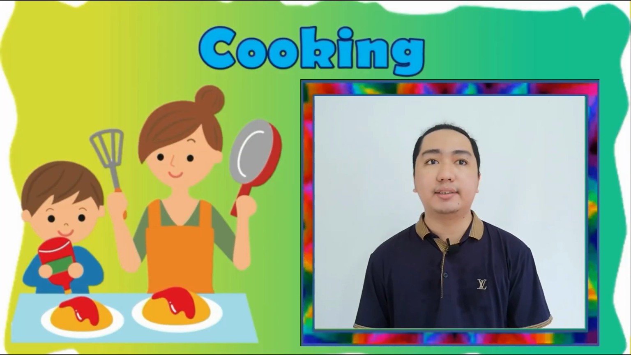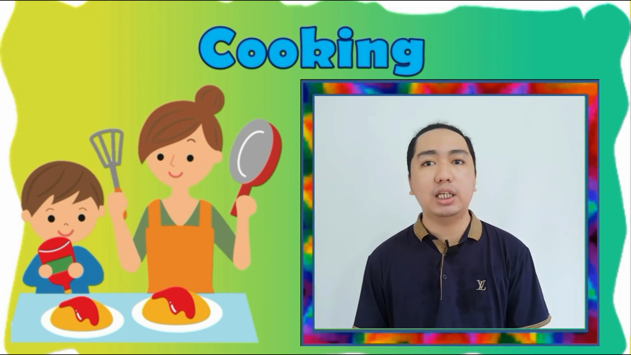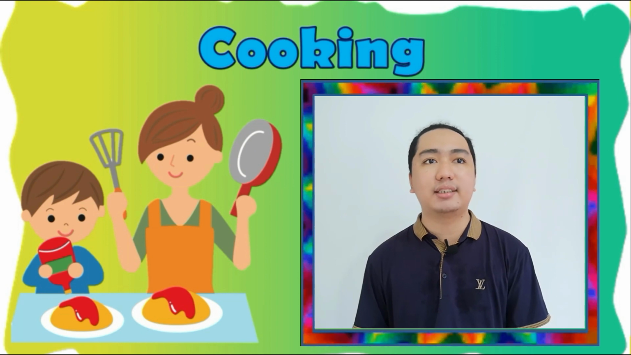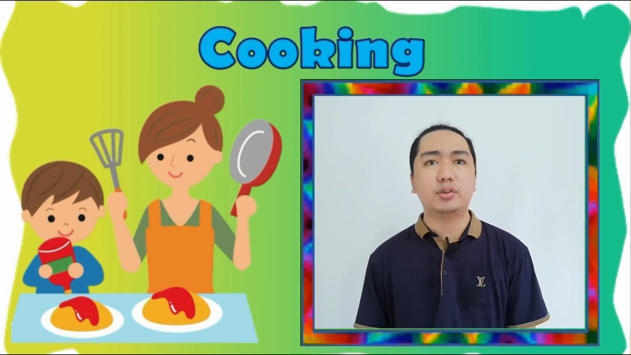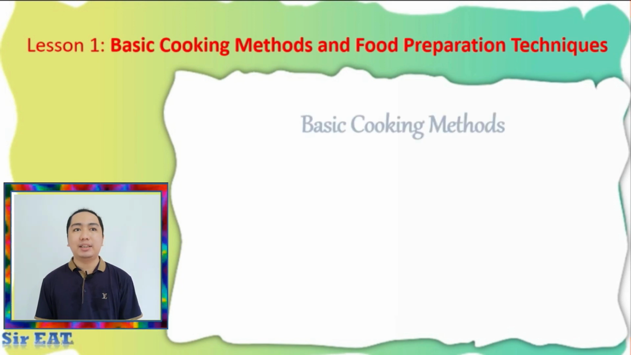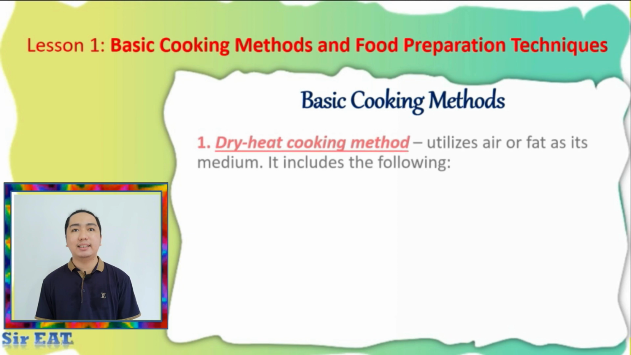One of the important steps in learning how to cook is to be familiar with the application of different methods of cooking and their advantages and disadvantages. So here are the different methods of cooking clustered into 3 groups. So first, we have the dry heat cooking method. It utilizes air or fat as its medium.